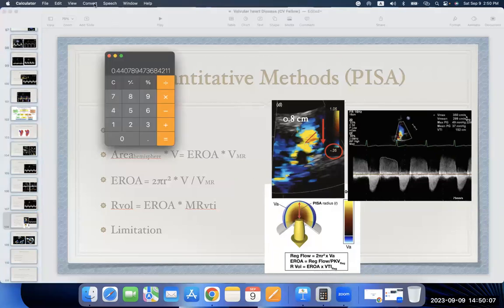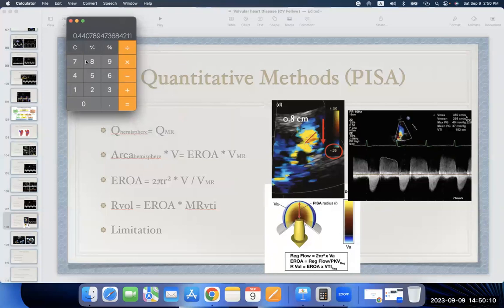Let's do it quickly if you want to do it here. We're going to say the radius is 0.8. So I'm going to say 0.8, square it. Let's say 0.8, multiply it by 0.8. Then I'm going to multiply it by pi, 3.14. Then I'm going to multiply it by 2, because we are trying to find the curved surface area of the hemisphere. So it's going to be 4. And then I'm going to multiply by the velocity, which is 35 centimeters.